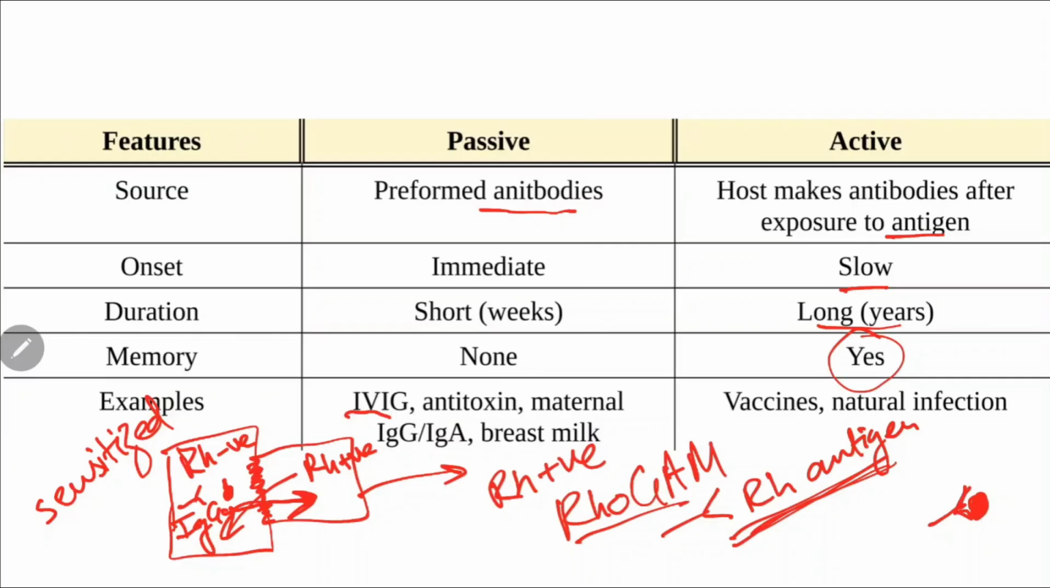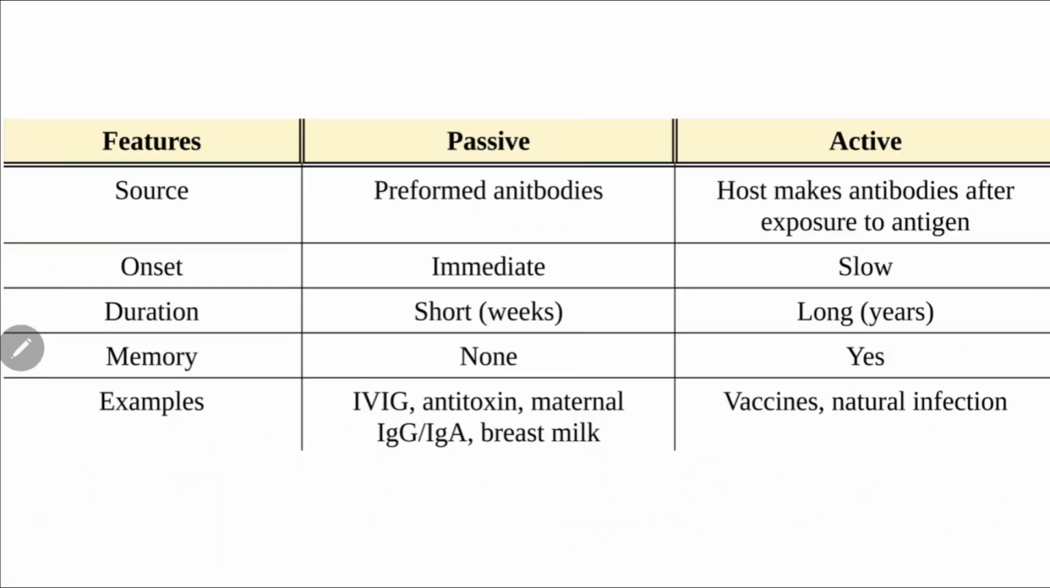Another such condition is known as ITP. ITP is immune thrombocytopenic purpura. This is an autoimmune disorder where basically antibodies are formed against your own platelets. I will talk about this disease in specific later on, but all you have to know is that your body forms antibodies against your own platelets. Now, that leads to increased peripheral destruction of platelets.